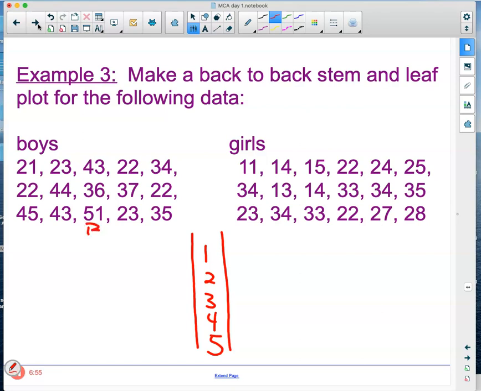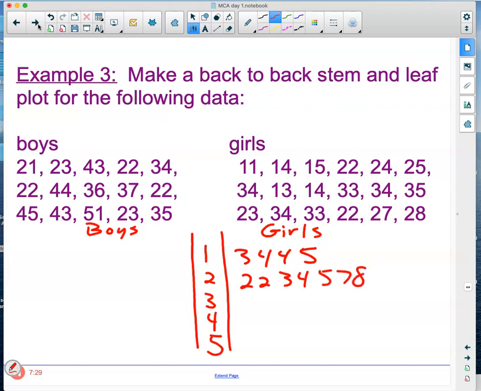So now what we have to do is represent both the boys and the girls. We're going to keep all of the boys' information over here on the left and all of the girls' information over here on the right, so that they're separate, but you could still find them really easily. What you have to do when you make a back-to-back stem and leaf plot is work from inside out. Now the girls is going to be like normal, and just to save some time here, I'm going to tell you that I went ahead and made the girls already.